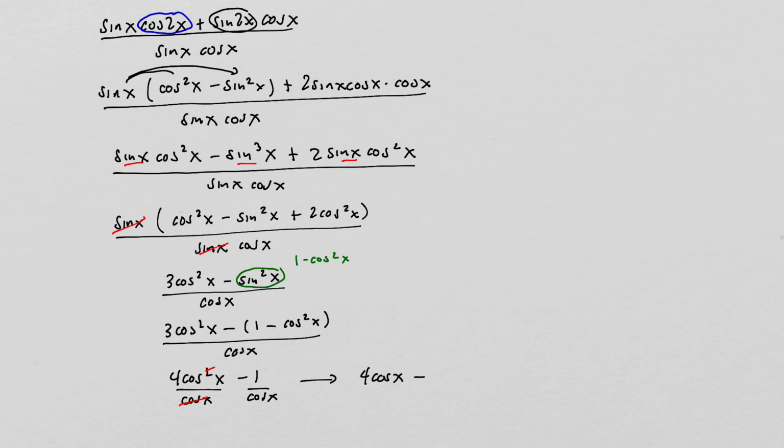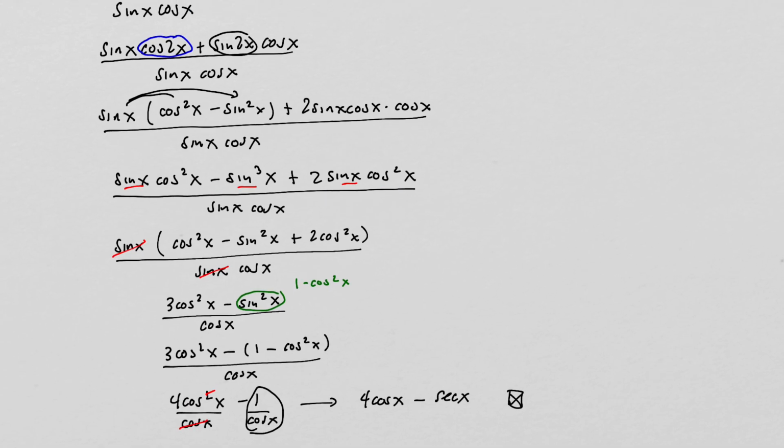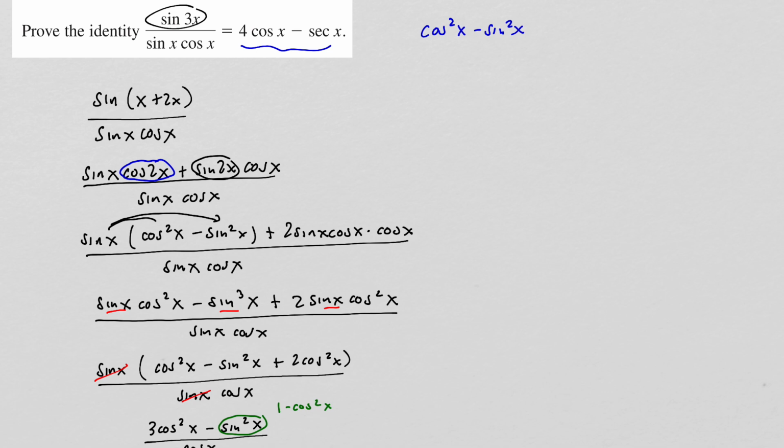And then 1 over cosine, we know that this is equal to secant. And just like that, we get what we wanted, right? That's what we wanted. So we've proven that this is true.